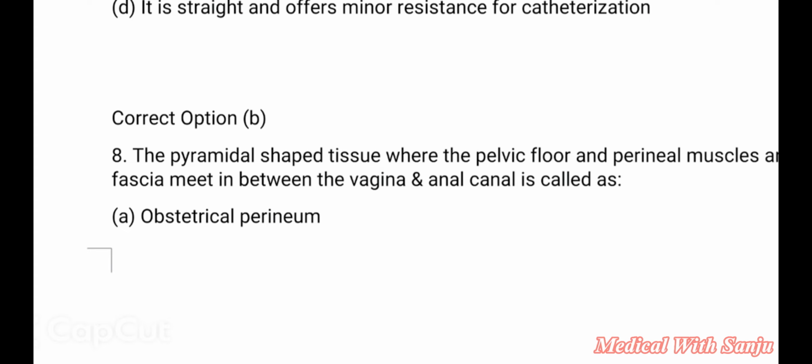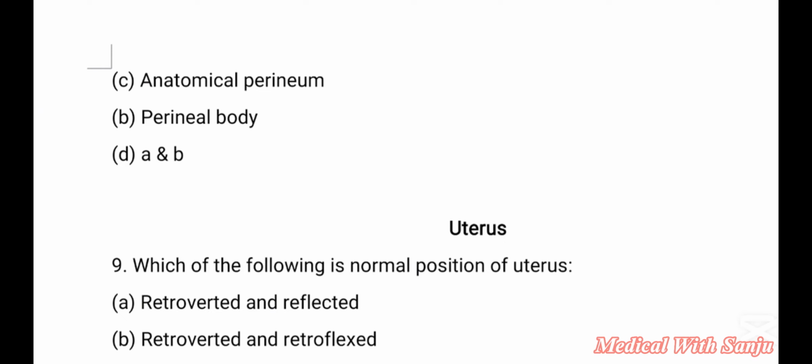Question number 8. The pyramidal shaped tissue where the pelvic floor and perineal muscles and fascia meet in between the vagina and anal canal is called as option A obstetrical perineum, option B anatomical perineum, option C perineal body, and option D A and B. Obstetrical perineum. Option A is right answer.